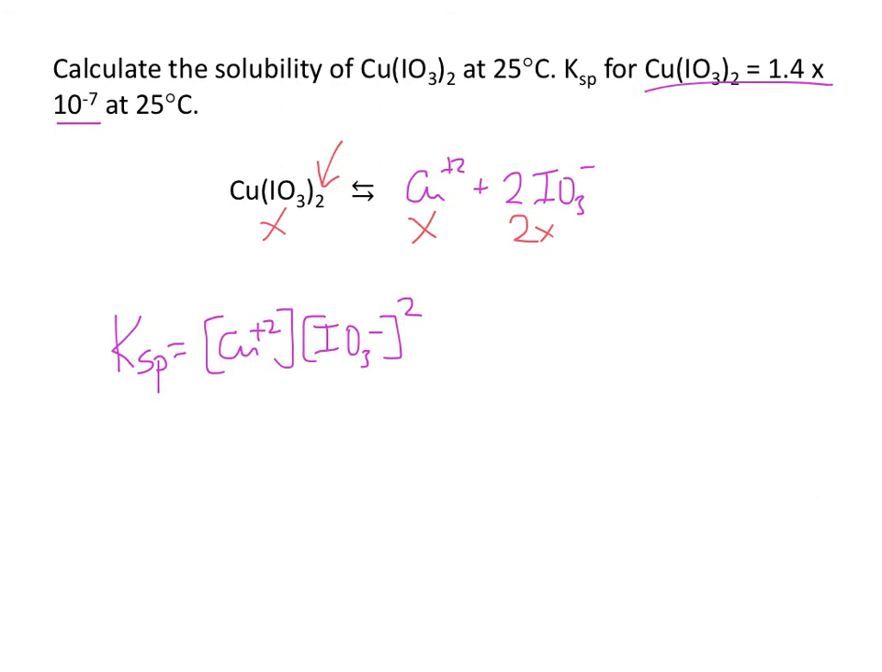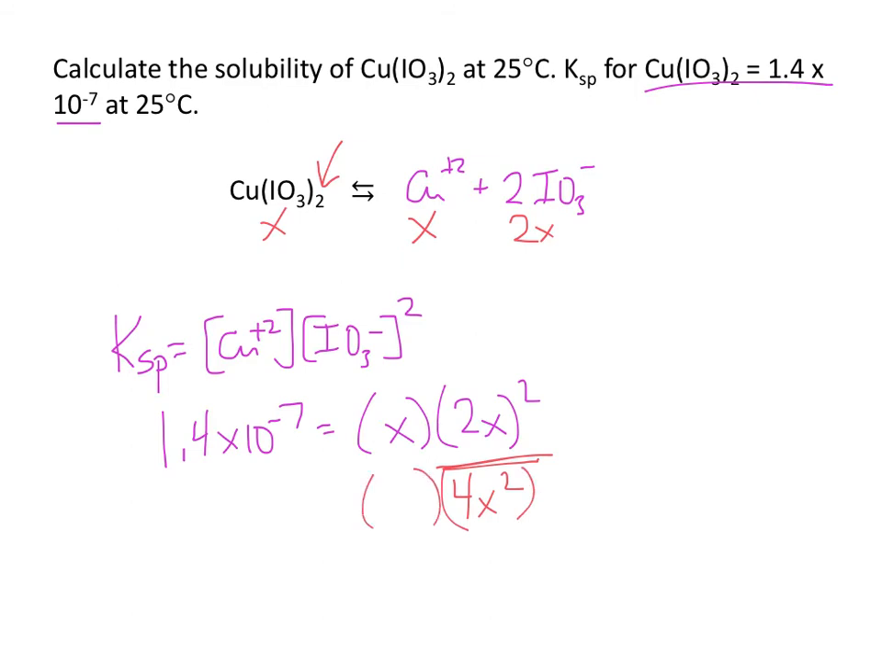So when I'm trying to plug numbers into my KSP expression, that KSP is 1.4 times 10 to the negative 7, I don't know what I wrote, let's make that a 7. That's going to be x times 2x squared. So 2x quantity squared is the same thing as 4x squared, times x, which is the same thing as 4x cubed. So we have 1.4 times 10 to the negative 7 equals 4x cubed.